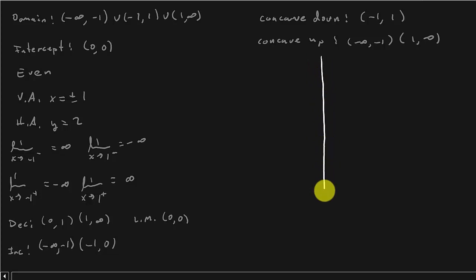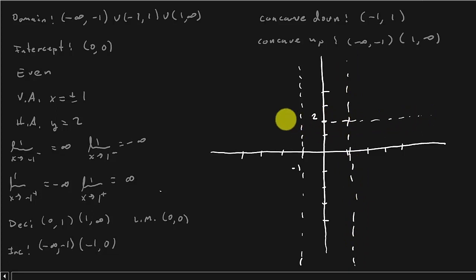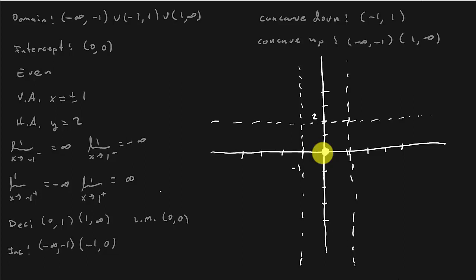So let's go ahead and draw this graph. What I want to do is mark off all these important points. Let's go 1, 2, 3, 4, 1, 2, 3, 4, 1, 2, 3, 4, 1, 2, 3, 4. All right, so let's mark off negative 1, and there's 1, and there's y equals 2. The reason I did that is remember we got our vertical asymptotes at negative 1 and 1. We got a horizontal asymptote at 2. We've got a local maximum at (0, 0). So we've got all the points and asymptotes and all that good stuff drawn in.